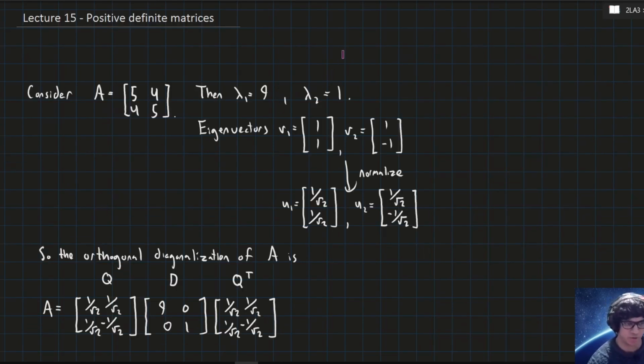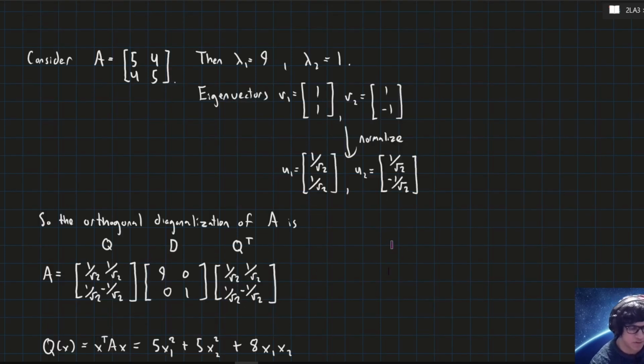So one more thing I want to talk about for positive definite matrices. Let's consider this A here. It's a symmetric matrix, and you can check that its eigenvalues are 9 and 1. And these are the eigenvectors you get if you use the normal method. We can normalize those eigenvectors to get these eigenvectors. And since A is symmetric, we get an orthogonal diagonalization of A, and it looks like this.